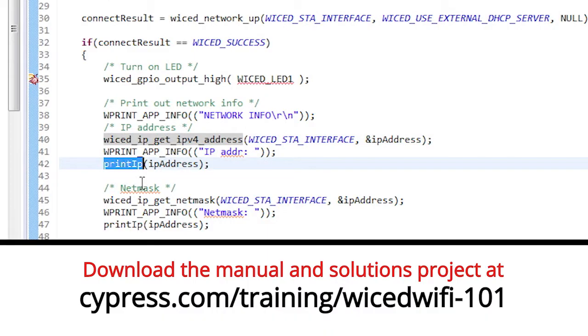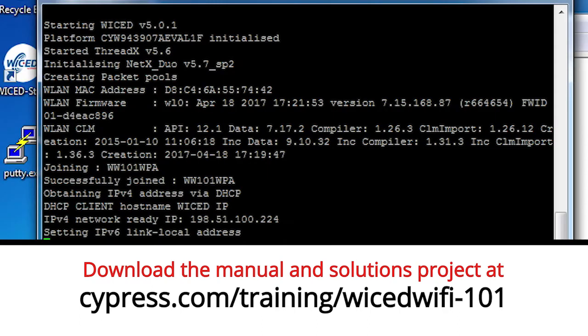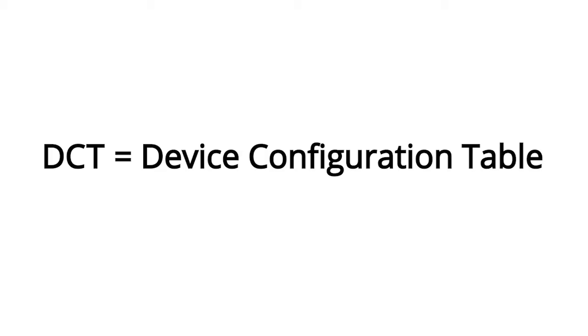We previously talked about the basics of Wi-Fi networking. Now let's put that information to use and see how to use the WICED SDK to connect our development kit to Wi-Fi. Every WICED Wi-Fi chip has a section of flash called the Device Configuration Table, or DCT.